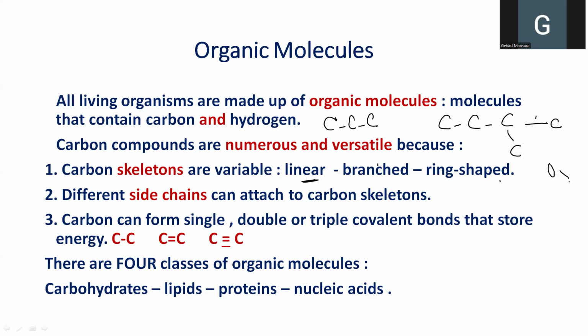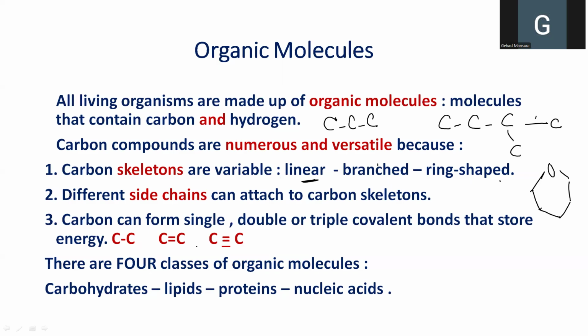or it might be ring shaped, like for example glucose molecules in their cyclic form. So carbon skeletons are variable. They might be linear, they might be branched, they might be shaped like a ring. And this, of course, gives them versatility, not only in their structure, but also in their chemical properties and in their functions, because as you know from previous slides, a different structure of the molecule or different arrangement of atoms would lead to different types of functional groups because of different bonding.